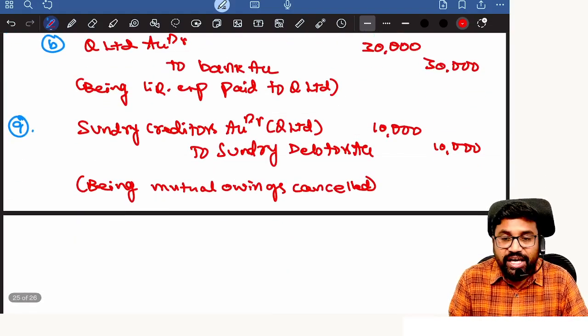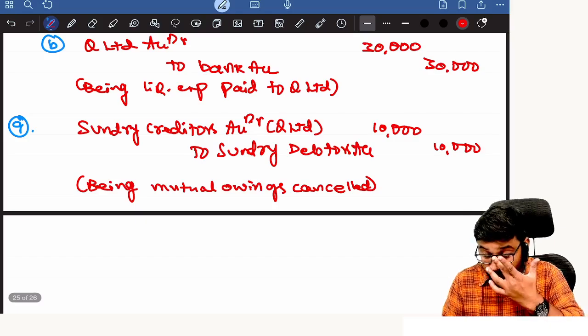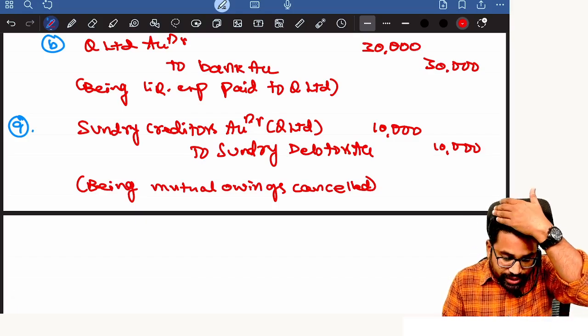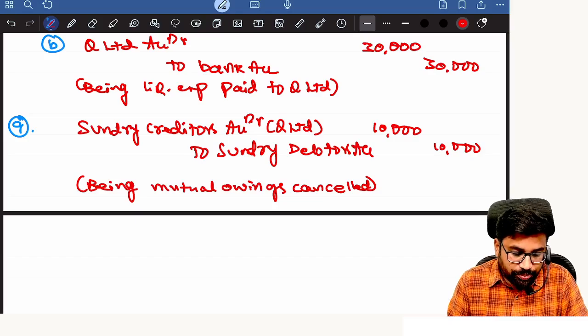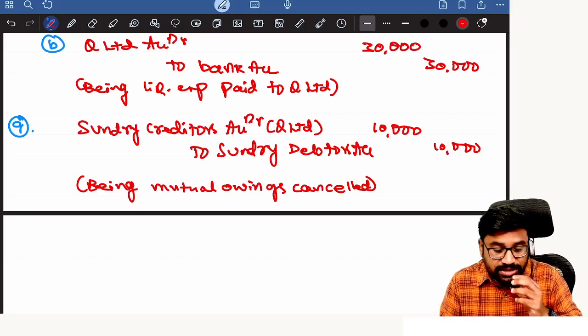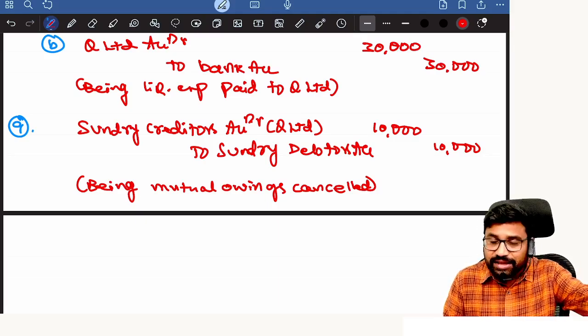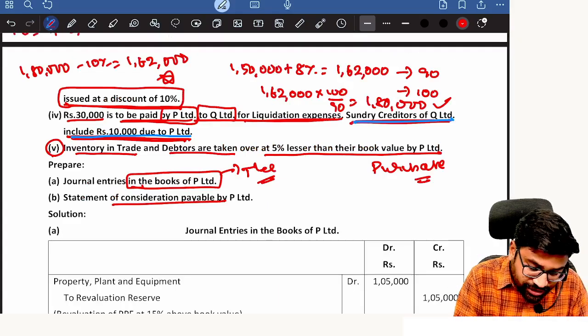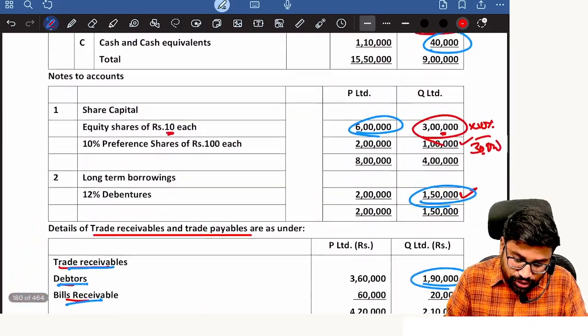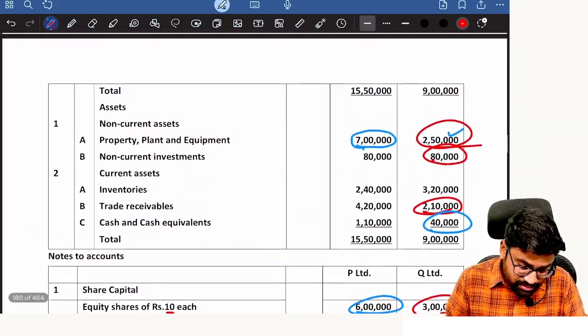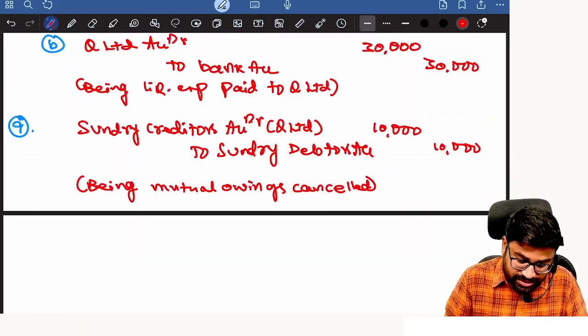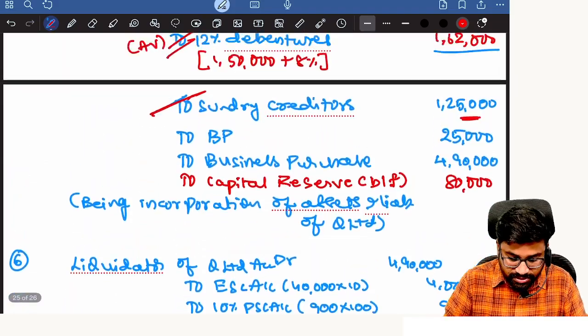Next, any unrealized profit? No. Any statutory reserves? Incorporation? No, because this is amalgamation in the nature of purchase. Statutory reserves, if they exist, will come. But there are no statutory reserves in the company. Q Limited books, there are no statutory reserves. So therefore, that's it. These are the entries.